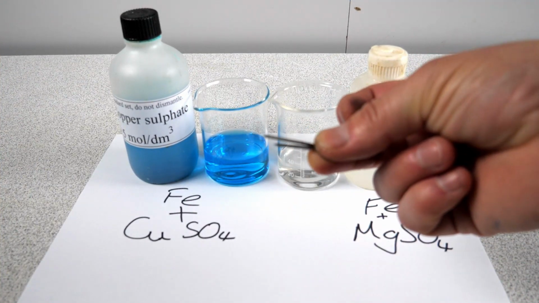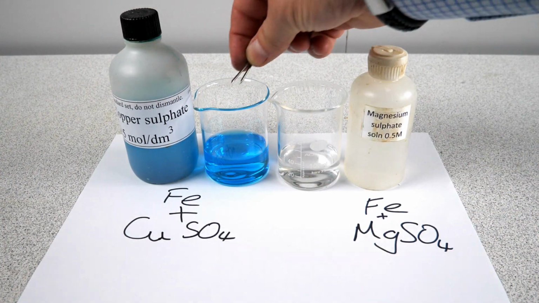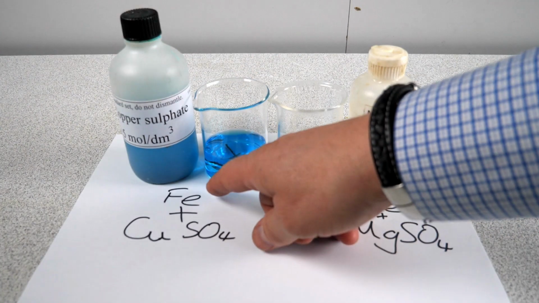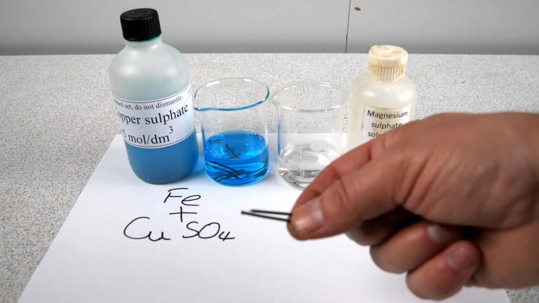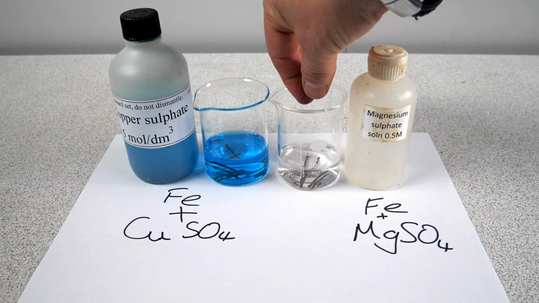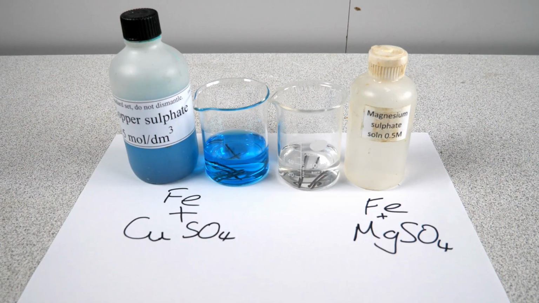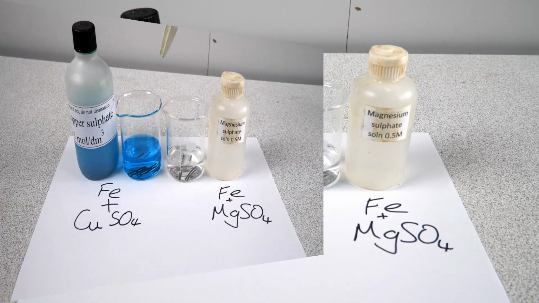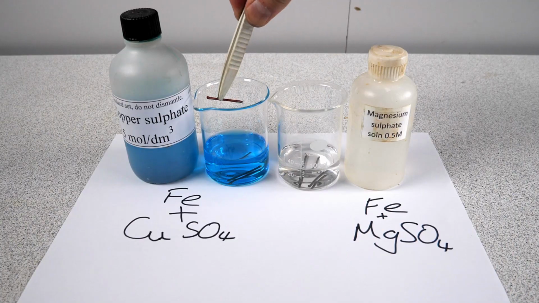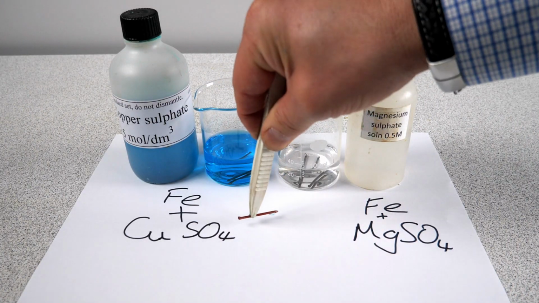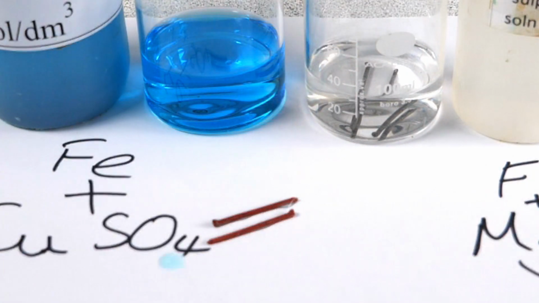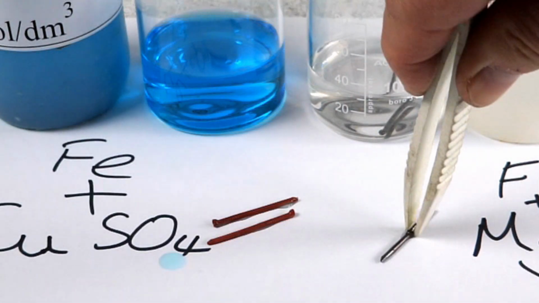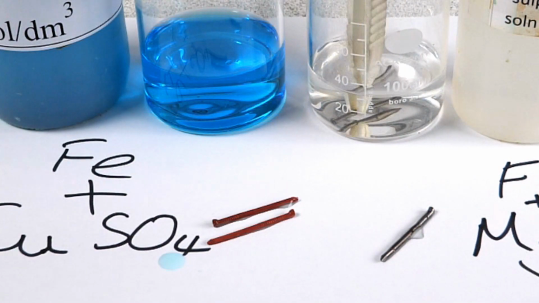I've got some silver coloured shiny iron nails that I'm going to place in some copper sulfate. So I'm reacting iron with copper sulfate. And I've also got some iron nails that I'm going to place in with some magnesium sulfate. And we'll come back to those in a few minutes and see what's happened. So the iron that was in with copper sulfate has reacted and it's turned an orangey colour because the iron has been coated in copper. If we compare that to the iron nails with the magnesium sulfate, nothing's happened, there's been no reaction.